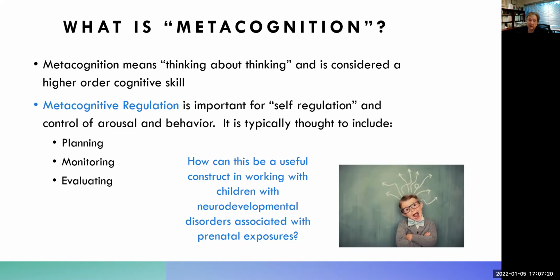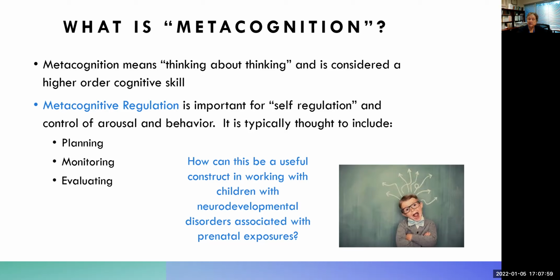One construct that can be very helpful in thinking about these issues is metacognition. Metacognition, of course, means thinking about thinking, and it is considered a higher order cognitive skill, and one which is developing over childhood and being more and more refined. Metacognitive regulation is important for self-regulation and in control of arousal and behavior. And we typically think of it as including planning for future tasks, monitoring our activities, and evaluating the effectiveness of our actions.